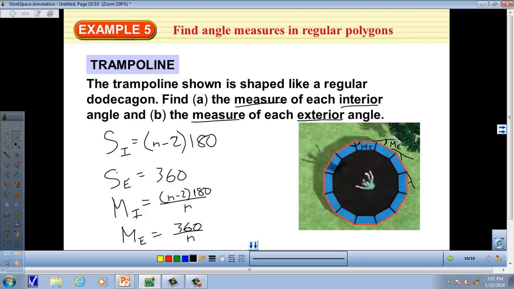Another thing to notice, and I'm going to write it in here: if I extend this side out right here, these two angles together equal 180. So the other thing you need to notice is that the measure of the interior angle plus the measure of the exterior angle equals 180 all the time. Again, because this angle plus this one right here would end up giving us 180.